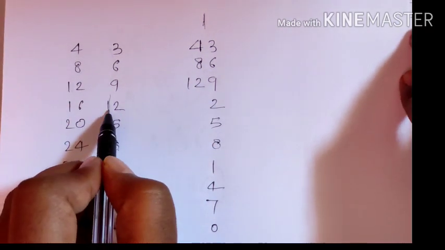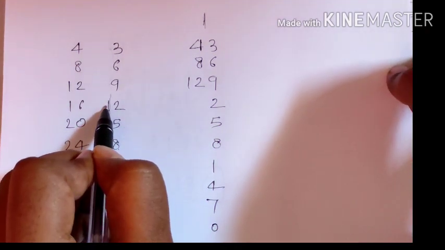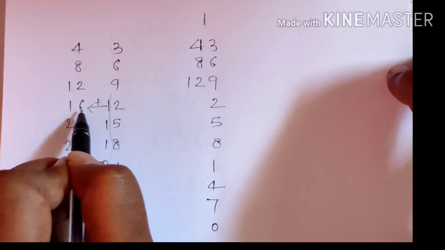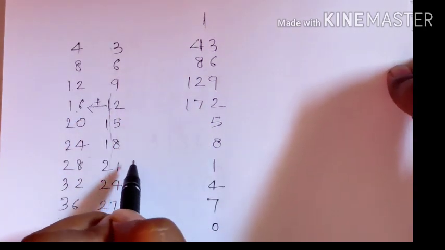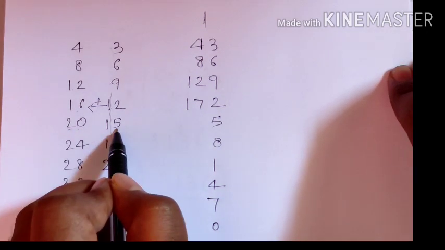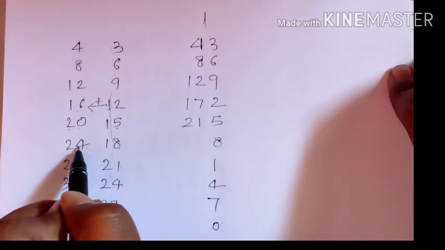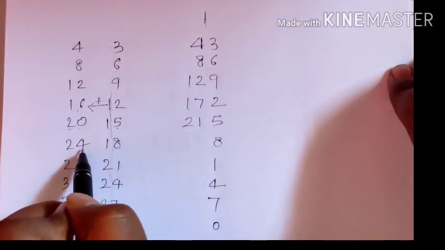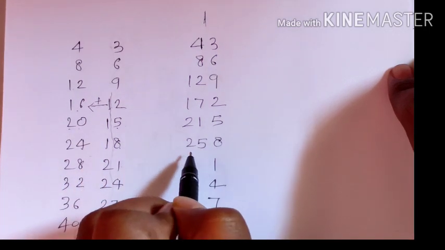Now here 1 is there. Okay, so what to do? You have to add this 1 in 16. So 16 plus 1 becomes 17. Then this one I will add in 20. So 20 plus 1 becomes 21. Then this one I will add in 24. So 24 plus 1 becomes 25.